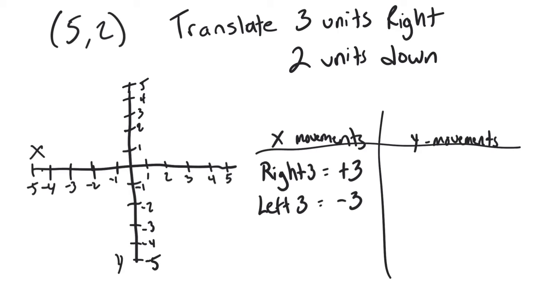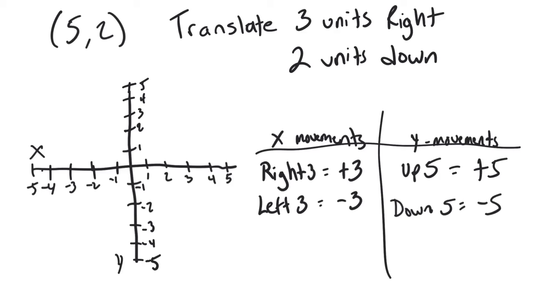Y movements are up and down. As the graph goes up, the values increase. As the graph goes down, the values decrease. So if we're going to go up 5 units, that's going to result in an addition of 5 to the y value. If we're going to go down 5, that's going to result in a subtraction of 5 from the y value.